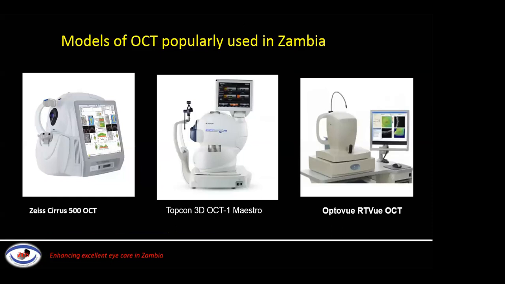So these are some of the popularly used models in Zambia. We have the Zeiss Cirrus OCT. Then we also have the Topcon OCT, which we have at our hospital. Then we also have the Optovue OCT.